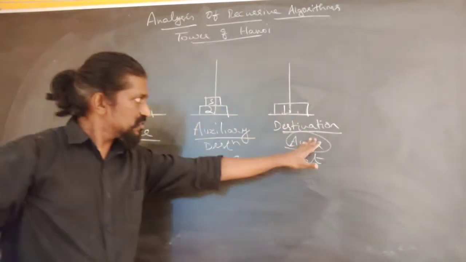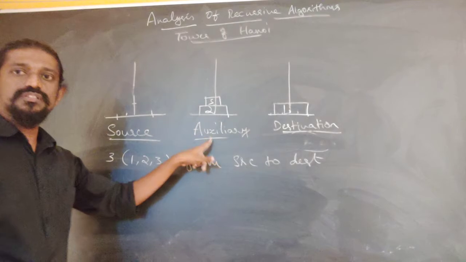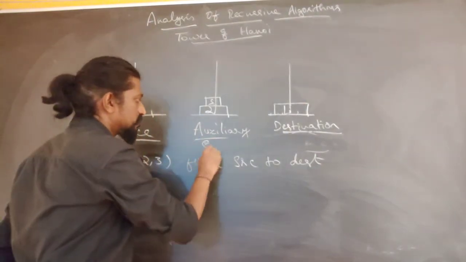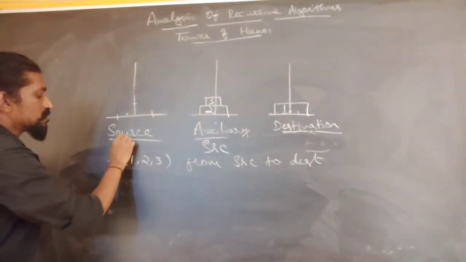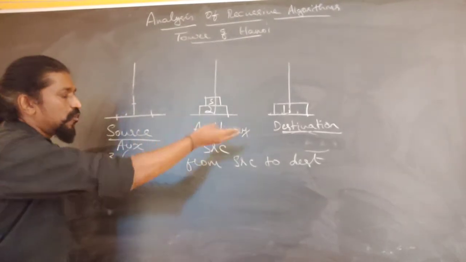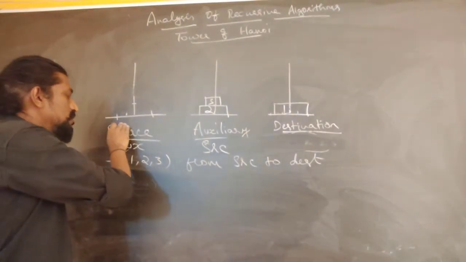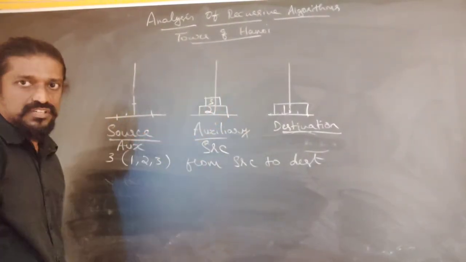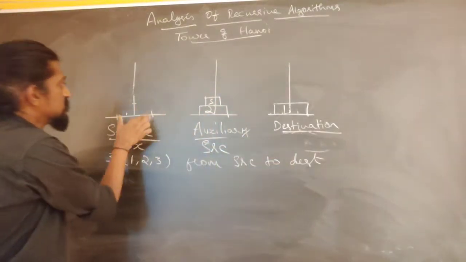Now the two disks which are present at the auxiliary have to be moved to the destination. Now the destination is the destination, but the source is the auxiliary. So now you can observe the roles of all these three pegs keep changing over a period of time. This will not be the source throughout, or that will not be the destination throughout. Now this is the source, this is the destination, this is the auxiliary.